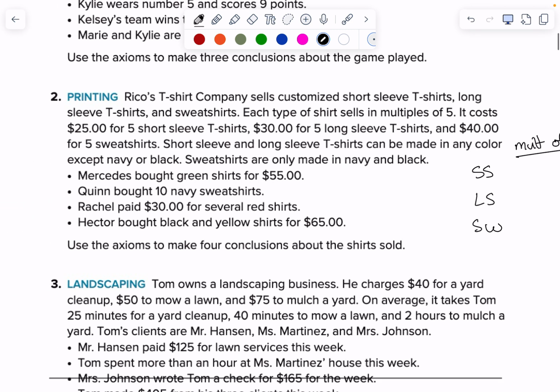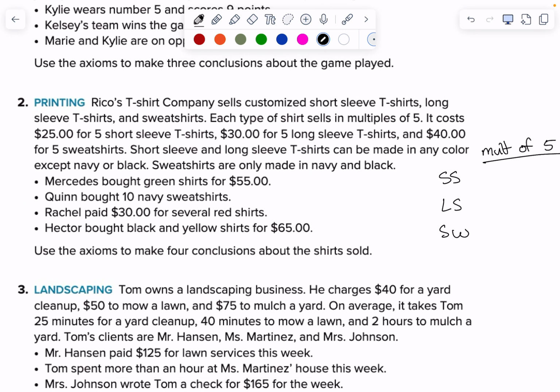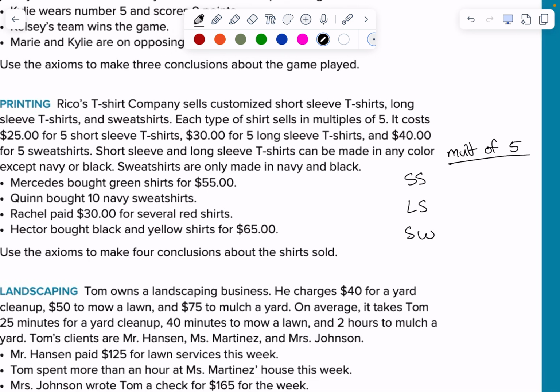All right. It costs $25 for 5 short sleeve T-shirts. So short sleeve, 25 for 5, right? Long sleeve, it costs 30 for 5 of them. And sweatshirts, it costs 40 for 5 of them. Now, maybe this is not how your brain wants to work and you want to write them out differently. You go for it. I just decided to write them out like this.